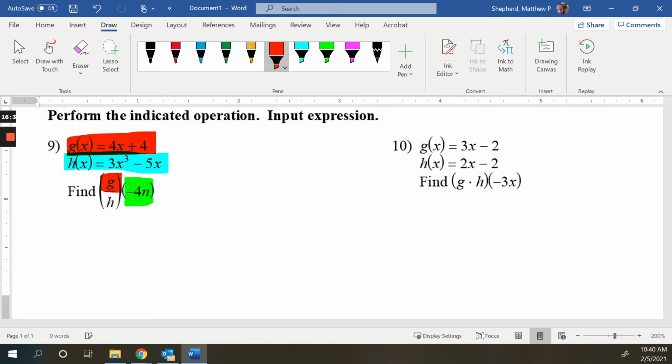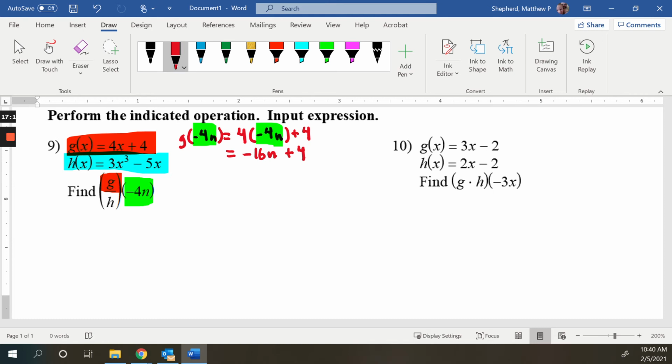So just as before, here I have g of negative 4n, so I've got to figure out what that is. Wherever I had my x in my problem, I'm going to replace it with negative 4n, and I just need to evaluate for that. So 4 times negative 4n will be negative 16n plus 4. All right, so I now know what g of negative 4n is.